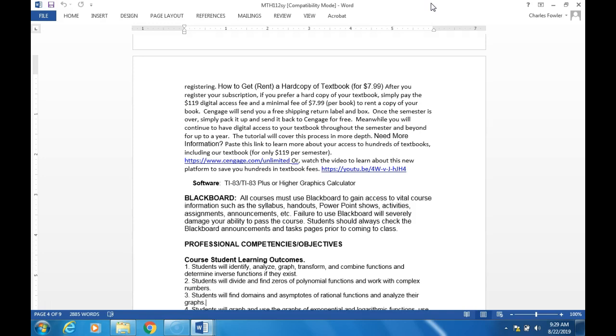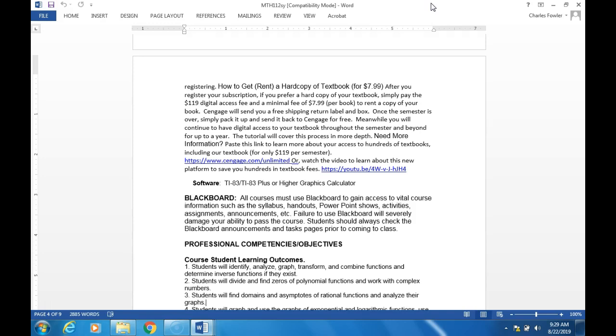All right, this paragraph on Blackboard, they don't let us change. They don't let us change much of this except our information, but they don't let us touch this one. I do not like this paragraph. All courses must use Blackboard. Well, guess what? I didn't know courses use Blackboard.